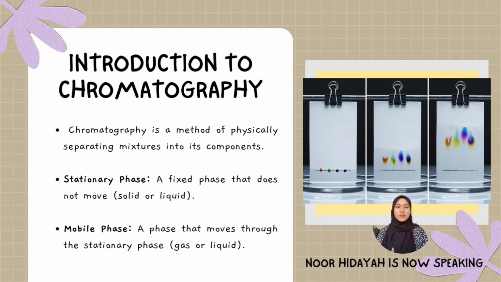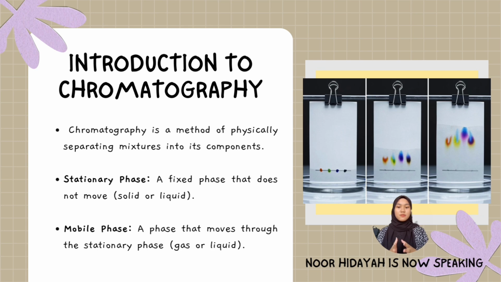Chromatography is the method of physically separating mixture in its component. It is a common laboratory technique used to identify unknown component in its mixture. Chromatography is a method of separating mixture into its individual components based on their different interaction with two phases. First, we have stationary phase, a fixed phase that does not move, solid or liquid. And second, we have mobile phase. Mobile phase is a phase that moves through the stationary phase, gas or liquid.